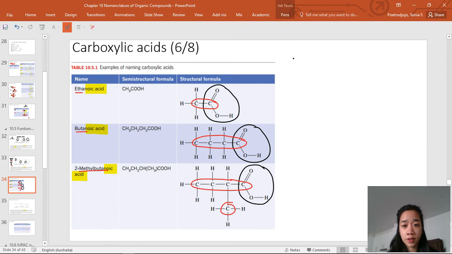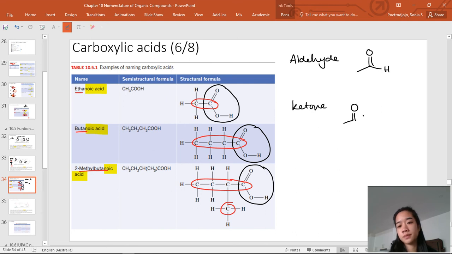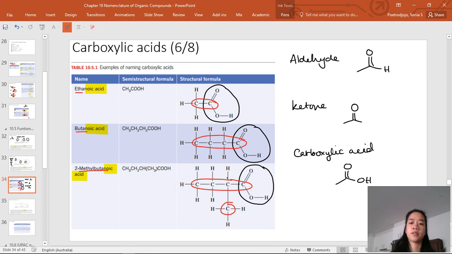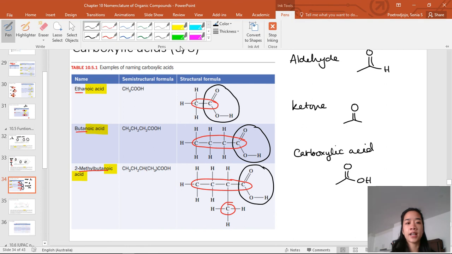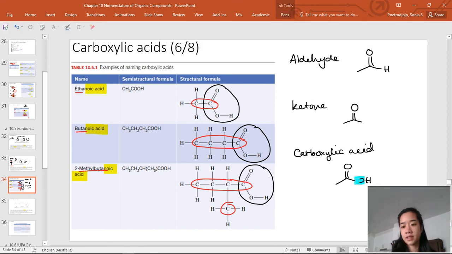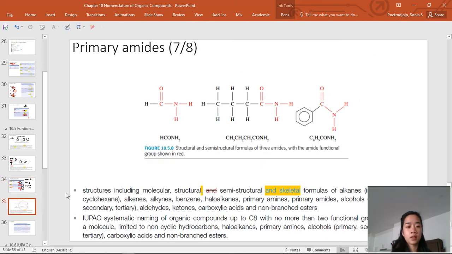Okay, let's just go back and cover what an aldehyde was. So an aldehyde is when it's on the terminal carbon. A ketone is when it's in the middle, and a carboxylic acid is when on the terminal, but it's got an extra oxygen. So just look at the difference between an aldehyde and a carboxylic acid, and you'll notice that it's just this oxygen that's different.